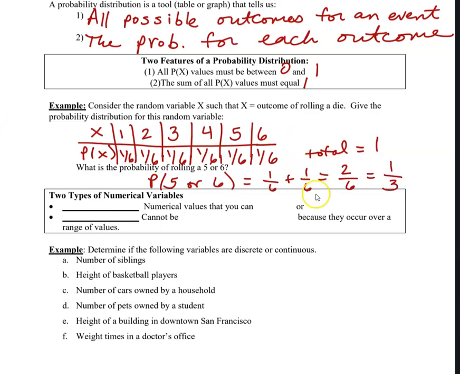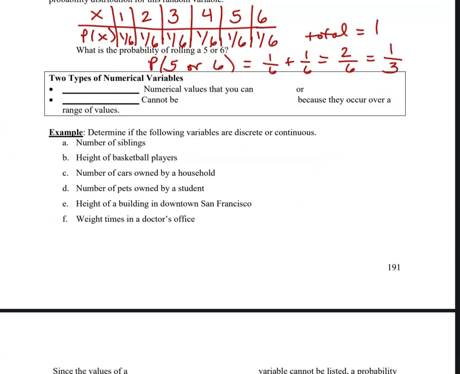Now let's talk a little bit more about the two types of variables that we work with. Numerical variables that you can count, or number, I guess, maybe what I was looking for here. So like what we had here, I've got 6 different values that were possible: 1, 2, 3, 4, 5, 6. That's called a discrete variable. There's no in between. There's no 2.5. There's no 3.5. So if I can count the outcomes, that's discrete.